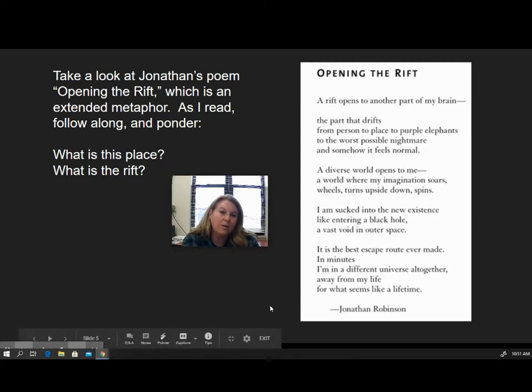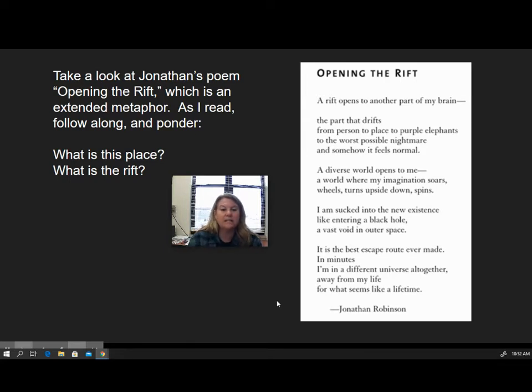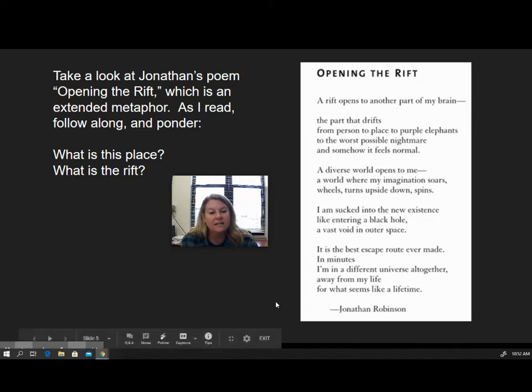Opening the rift. A rift opens to another part of my brain, the part that drifts from person to place to purple elephants, to the worst possible nightmare, and somehow it feels normal. A diverse world opens to me, a world where my imagination soars. Wheels turns upside down, spins. I am sucked into the new existence like entering a black hole, a vast void in outer space. It is the best escape route ever made. In minutes, I'm in a different universe altogether, away from my life, for what seems like a lifetime.